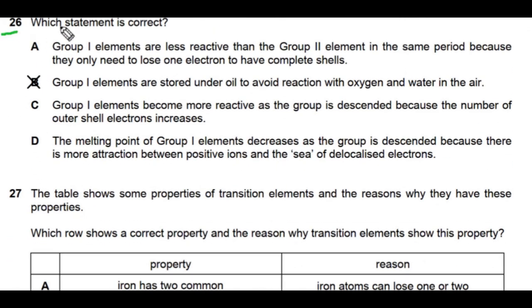Next, which statement is correct? B is the correct answer. Group 1 elements are stored under oil to avoid reaction with oxygen and water in the air. As you know, group 1 elements are so reactive, so they are kept under oil so that they cannot contact oxygen and water. B is the right answer.